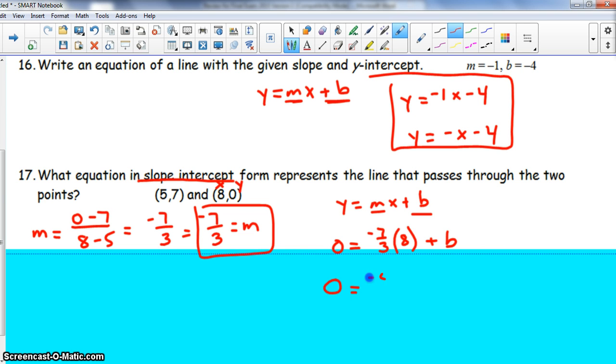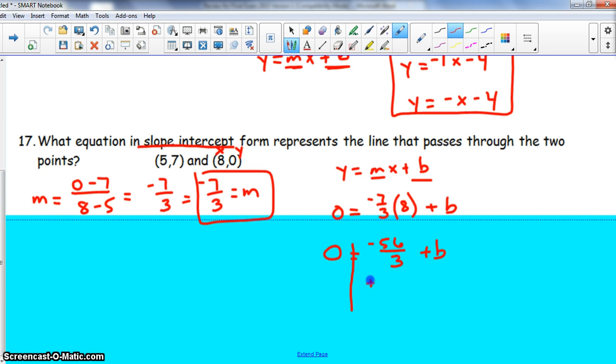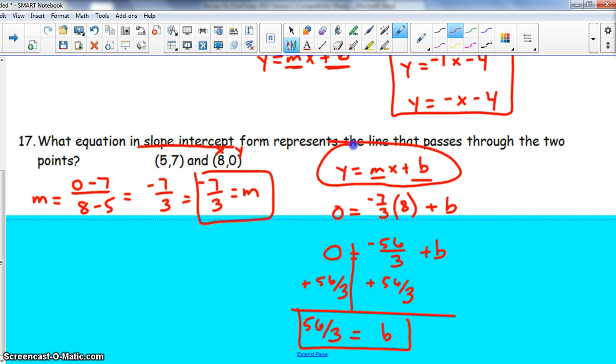0 equals negative 56 over 3 plus b. Well, we have to get that 56 over 3 over, so we add 56 over 3 to both sides, and we get b to equal 56 over 3. So now that I know m and b, I go back to this formula and I plug in m and b. Y equals negative 7 over 3x plus 56 over 3. And this is your answer.